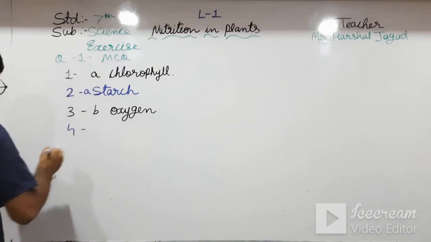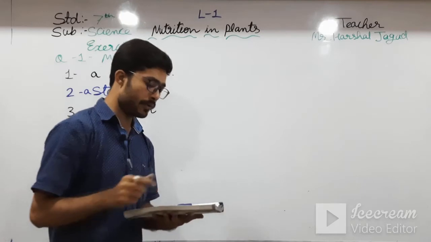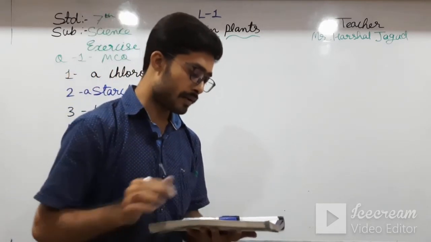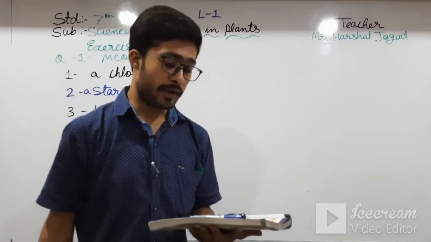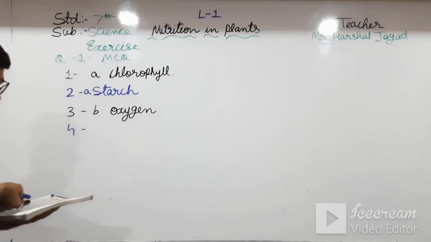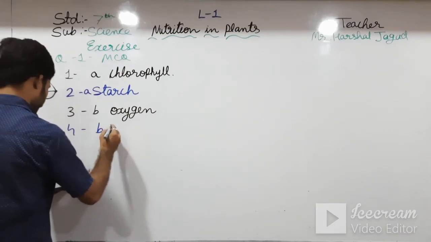Fourth, which of these plants get their nutrition from decaying organic matter? Dodder, Indian pipe, sundew, legumes. So in that it will be Indian pipe, that is B.